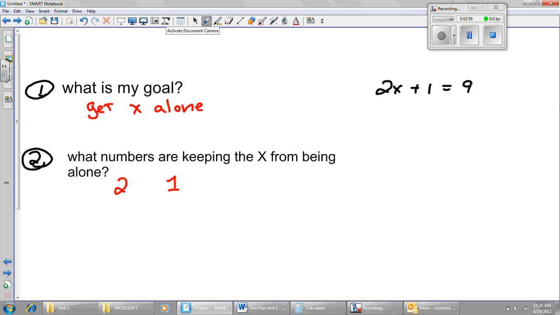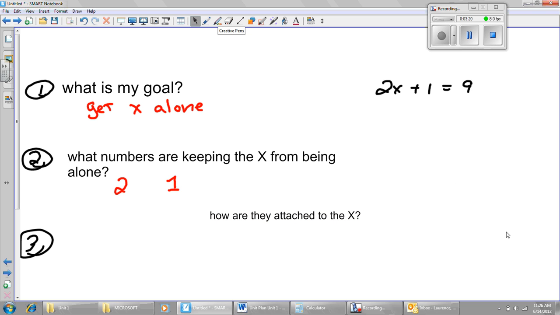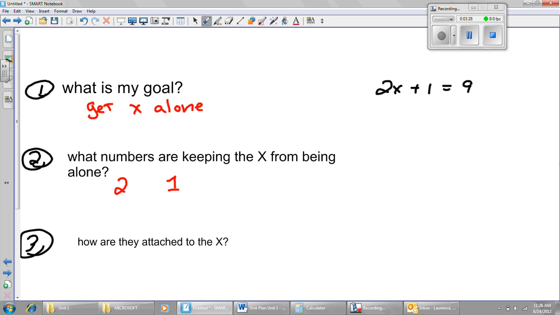Okay, time for question number 3. How are they attached to the x? And what I mean by that is, what operations are attaching them? Okay, in this case, the 2 is attached by multiplication, the 1 by addition, right?